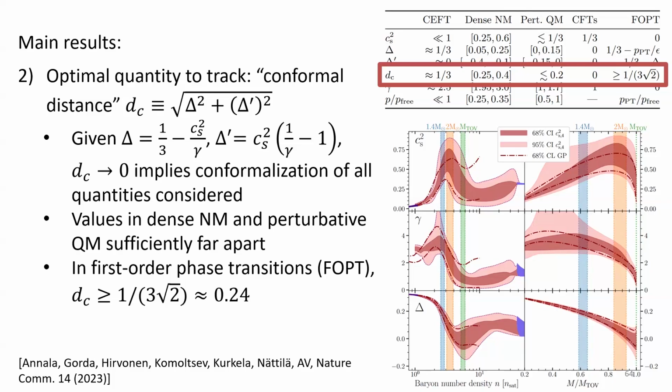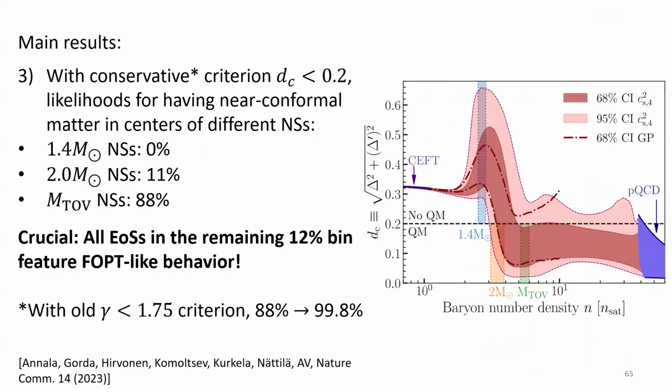Also, we noted that the limits that one obtains in models of nuclear matter and in perturbative QCD are sufficiently far apart that we can really have a limiting value for this DC, where we say that if the DC value is above a certain limit, we are likely in non-conformal or hadronic matter, and if DC is below some limit, we are very close to conformality. Now we chose as the limiting value 0.2, that is actually very conservative.